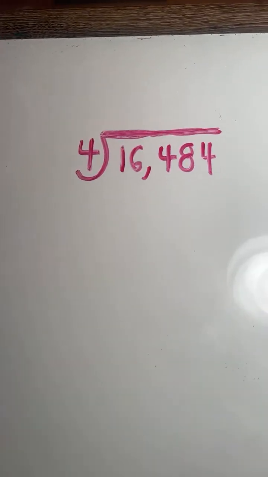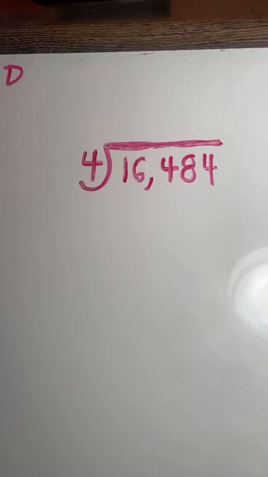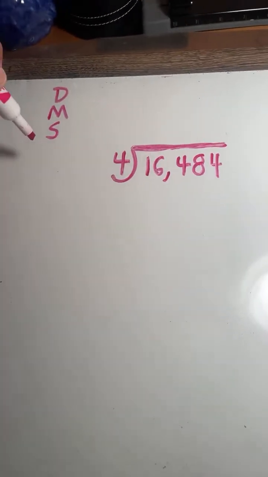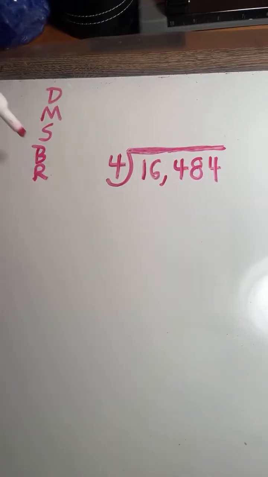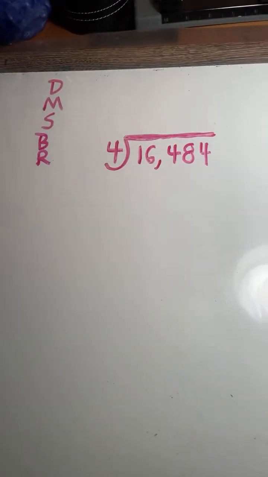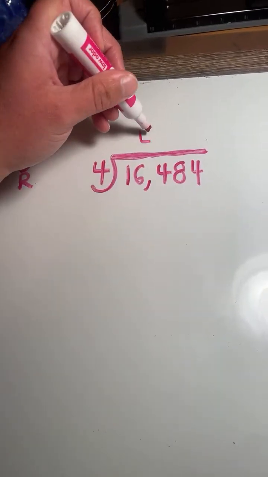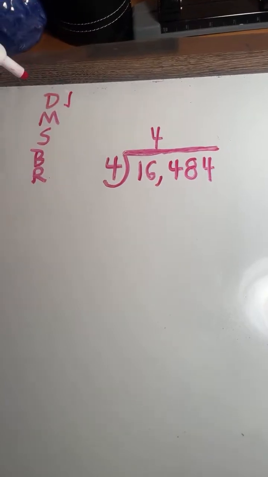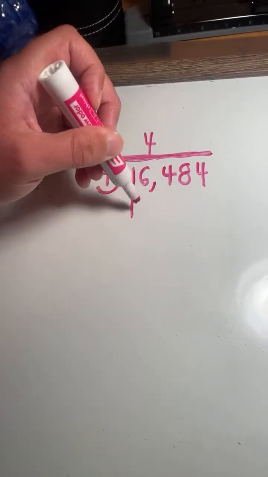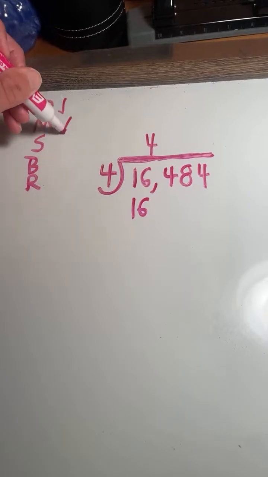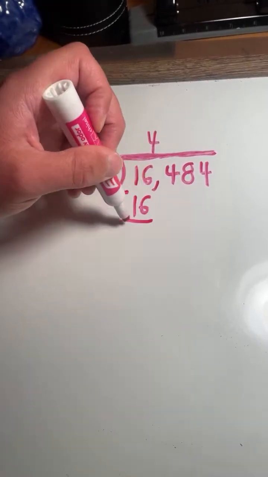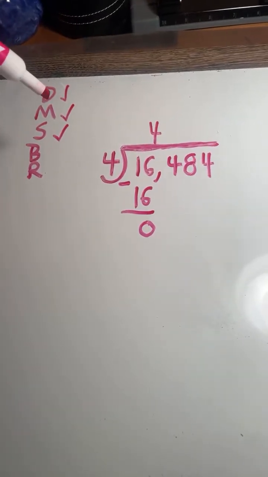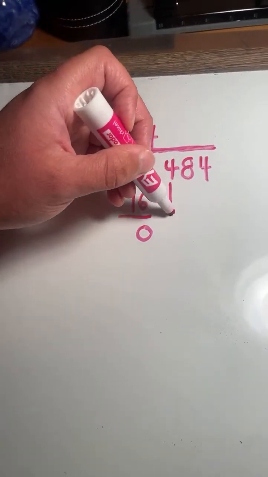So again, the steps are we divide, we multiply, we subtract, we bring down, and we repeat. So step 1, divide. 16 divided by 4 equals 4. Step 2, we multiply. 4 times 4 equals 16. Step 3, we subtract. 16 minus 16 equals 0. Step 4, we bring down the next number. So I'm going to bring down the 4.